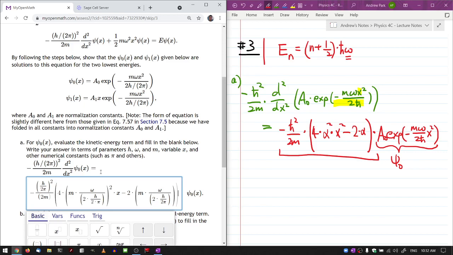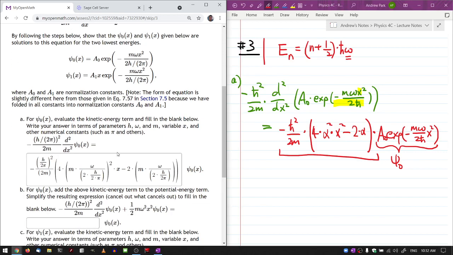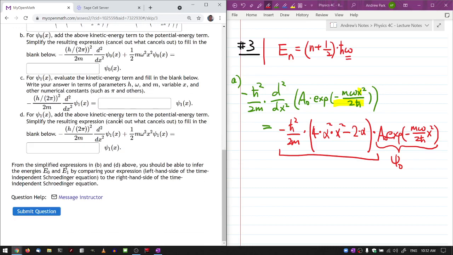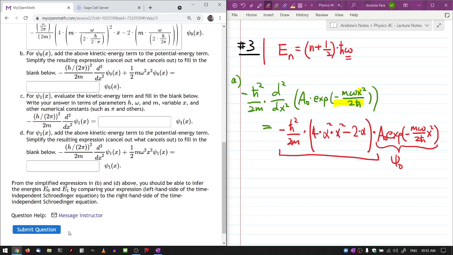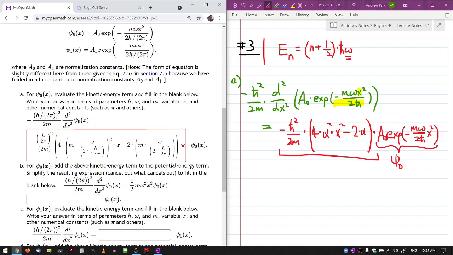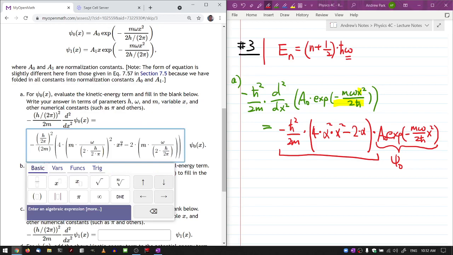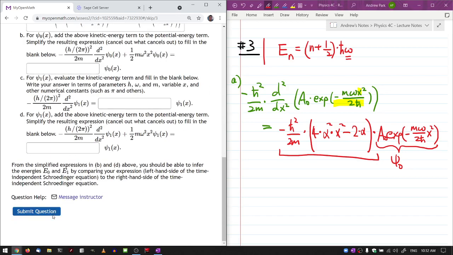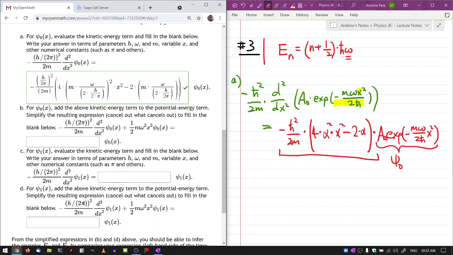The simplification takes place after part B, I think. So let me submit that and make sure I have it right so far. Do I not have it right? Let's see, h bar squared over 2m, 4 times, oh, I forgot the x squared. X squared, all right. Now I should be correct.